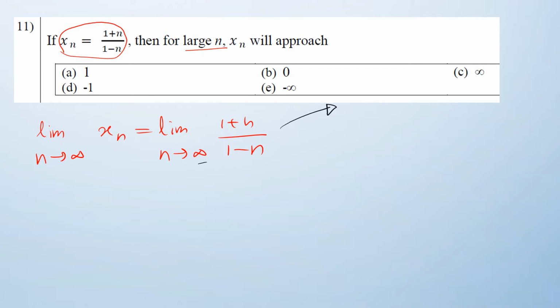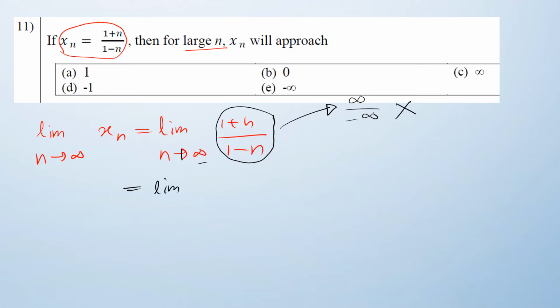In that case, for the numerator, n plus 1 means infinity plus 1, again infinity. For the denominator, 1 minus infinity, you will have negative infinity. That is not defined. So in that case, you have to simplify this term by using basics of algebra, and then you can check what is happening by replacing the remaining n terms by infinity.